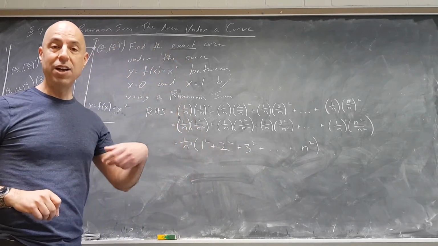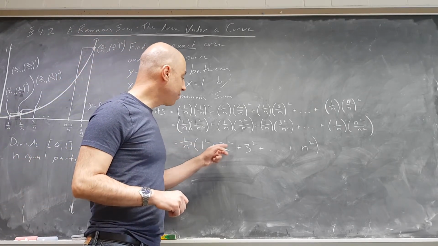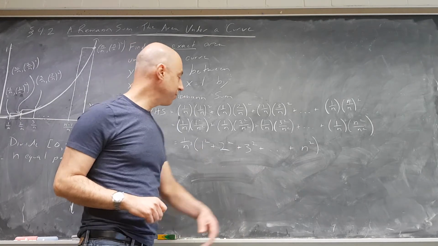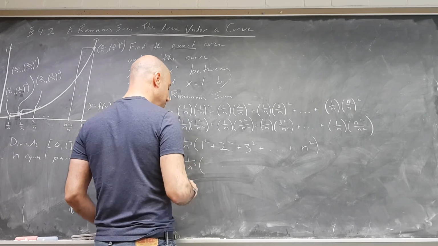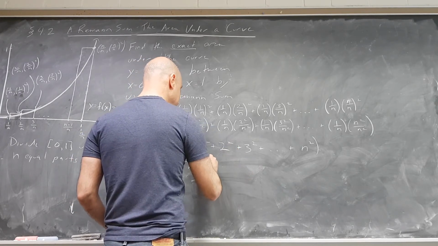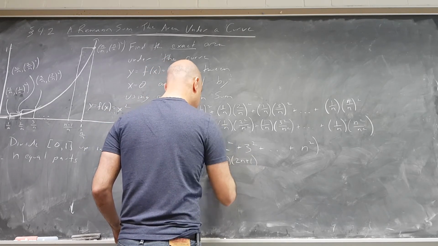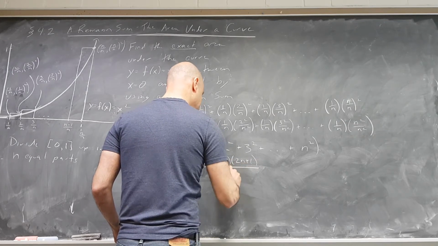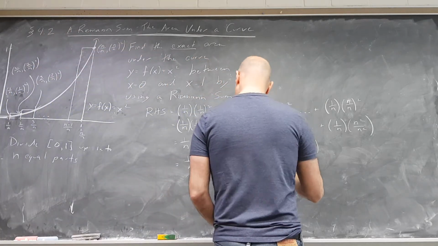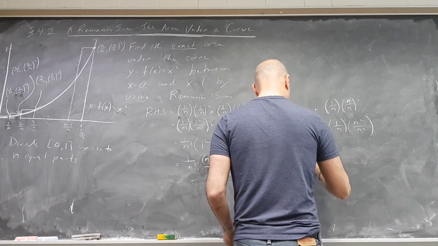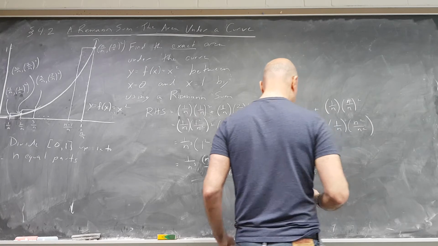If you think back to a previous lecture, you remember that we had a formula for the sum of the first n perfect squares. Let's go ahead and use that now. So 1 over n cubed, and if you recall the formula for the sum of the first n perfect squares, it was n times n plus 1 times 2n plus 1 all over 6. So what we have here is n times n plus 1 times 2n plus 1 all over 6n cubed.